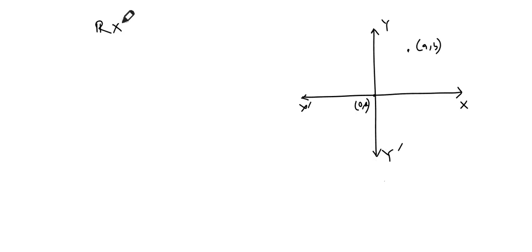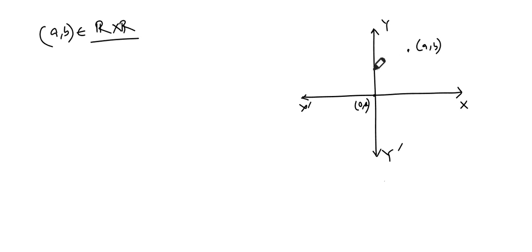So the members of this plane are the members of this Cartesian product R cross R. This is R, this is also R. So any point on this plane, say (a, b), is actually a member of the set R cross R. So the whole plane is actually R cross R.